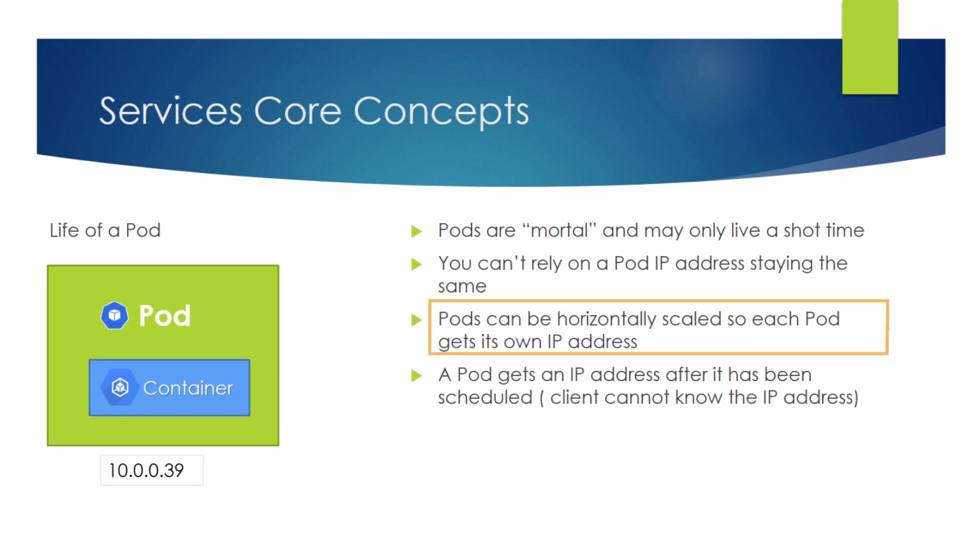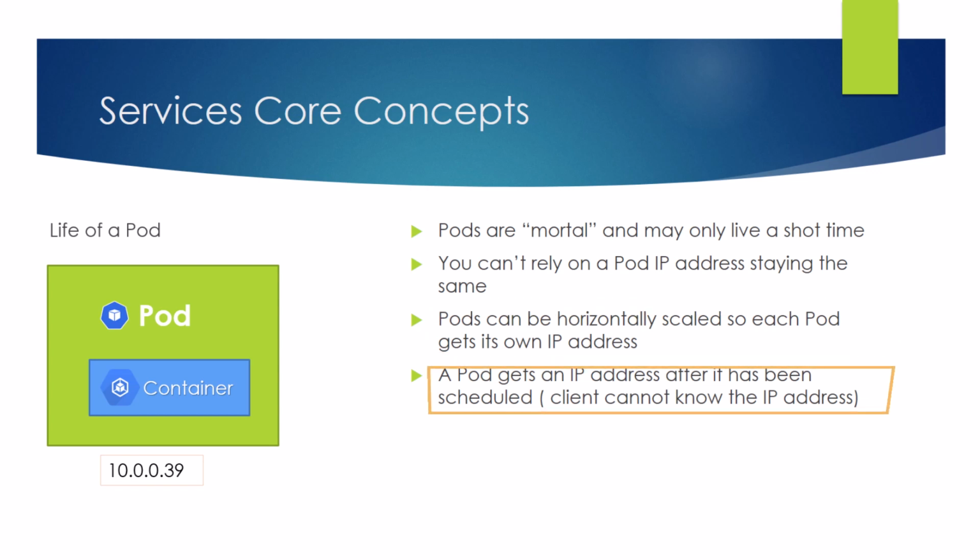We also know that pods can be horizontally scaled. As that happens, a new IP address would be assigned to that new pod. Another important thing to know about IP addresses and pods is that a pod only gets its IP address after it has been scheduled. So there wouldn't be a way for a client to know about that IP address in advance. Therefore, we need a better way to work with this, and that answer is a service.